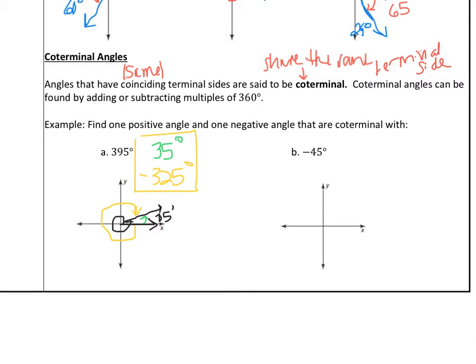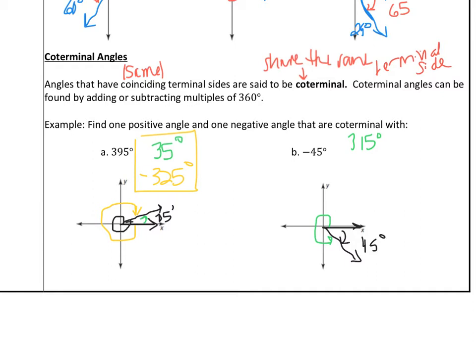Negative 45 degrees, so I'm going to draw that one in to start with. That's going clockwise. That's my negative 45 degree angle. So if I want a positive angle, I would still start on the x-axis, but I would go counterclockwise. So that's the 360 minus 45 degrees, which would be 315 degrees.